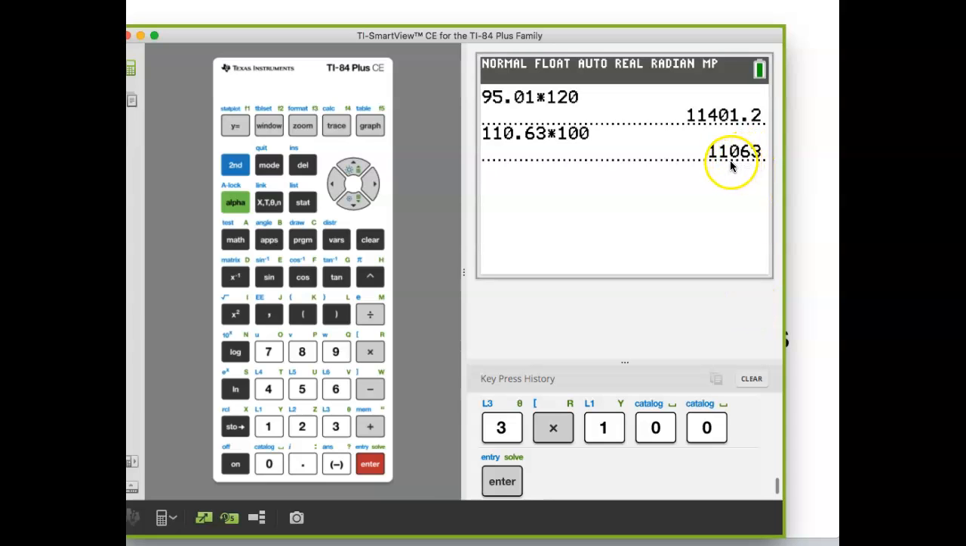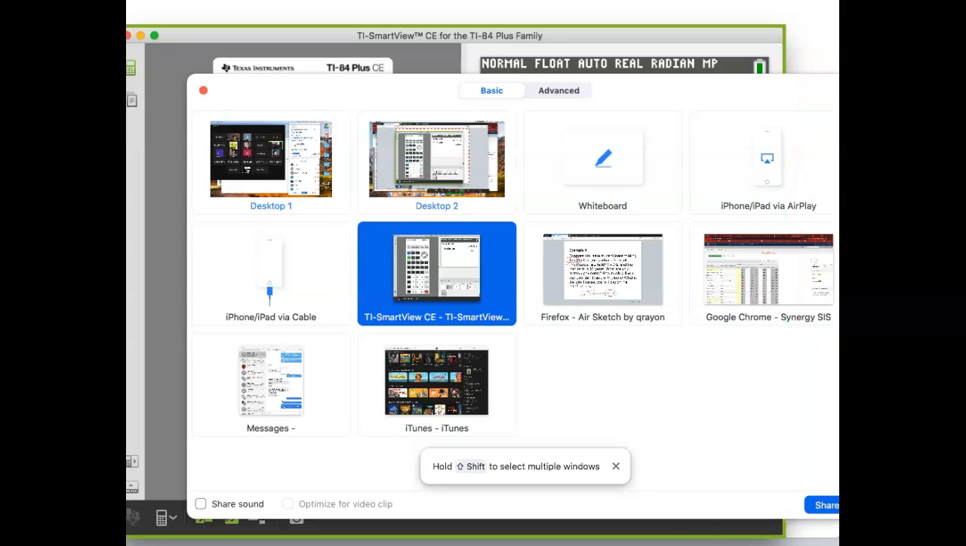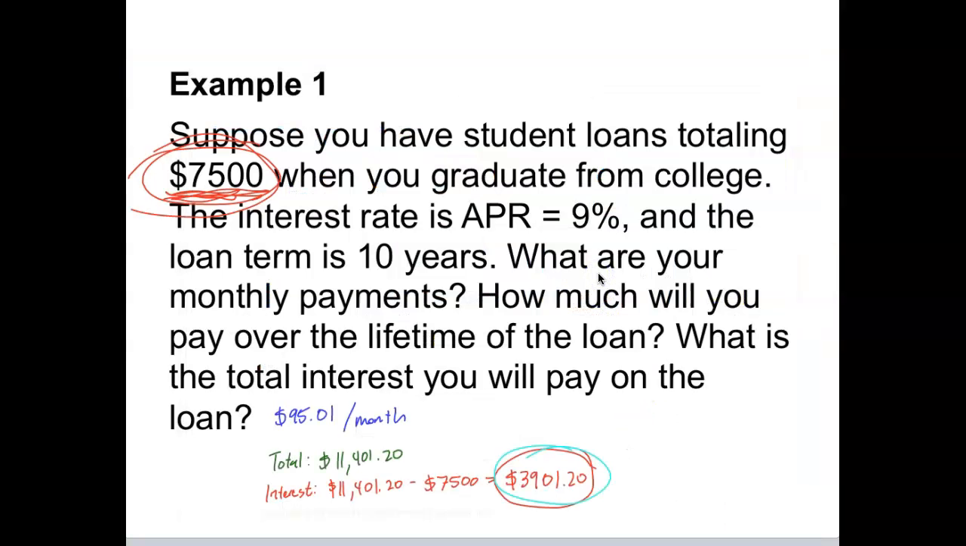So right there, just making that extra $5 payment a month, we're saving almost $400 in interest on our loan. You only end up paying about $11,000 versus $11,400 just by increasing your monthly payment by, this was technically less than $5, $4.99 a month. So it can have a super severe impact. All right, so let's go back here.